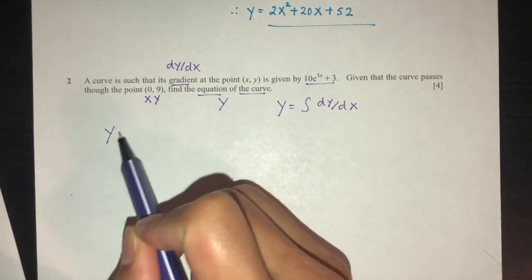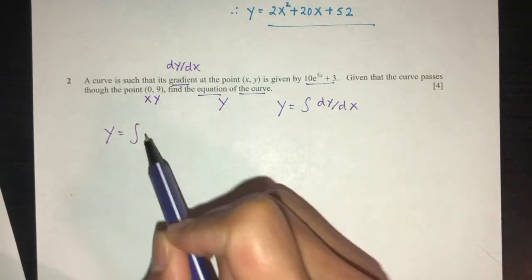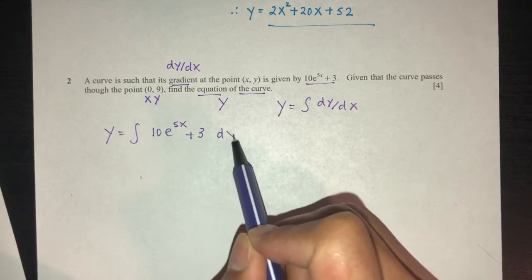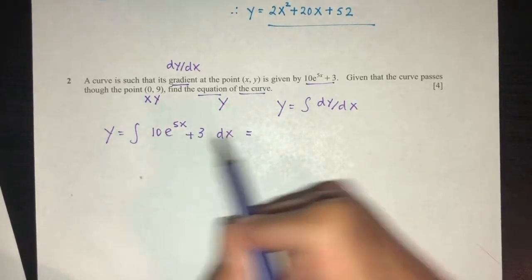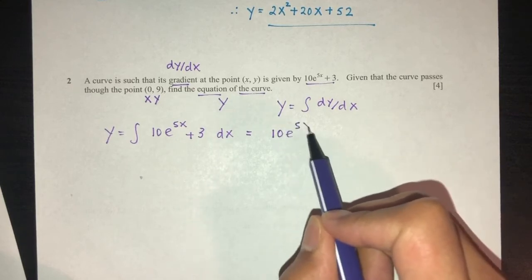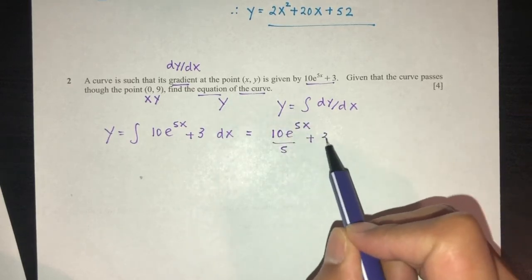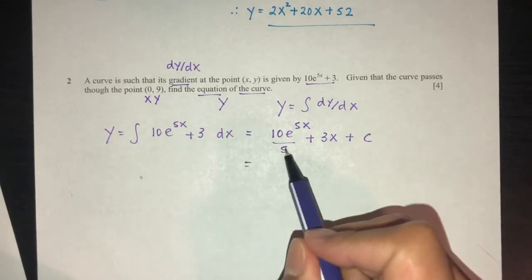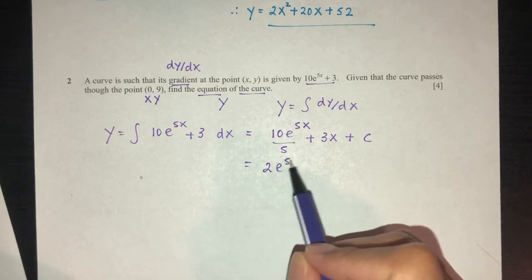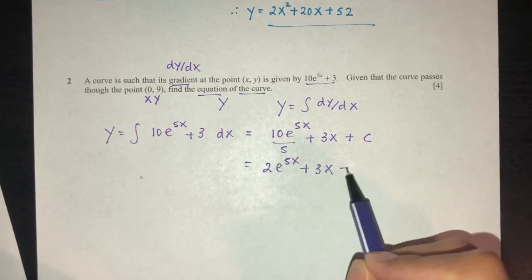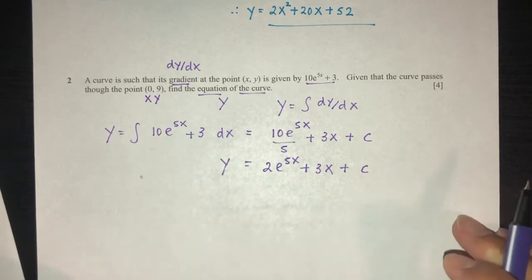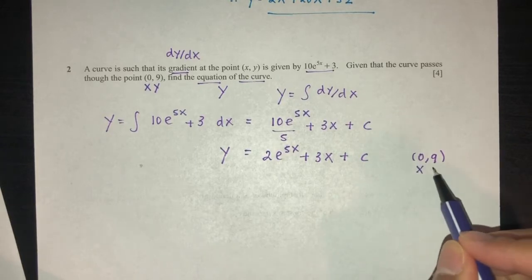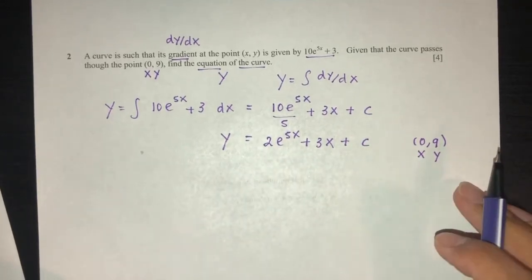So let's do that. So y is equal to integration of dy by dx, which is 10 e power 5x plus 3 with respect to x. Now let's see what we get. So that is 10 e 5x divided by 5 plus 3x plus c. Let's simplify, 10 over 5, that will be 2 e 5x plus 3x plus c, that is y. Now we have this point 0, 9, this is x and y. Let's replace back in the equation, we'll see what we get.